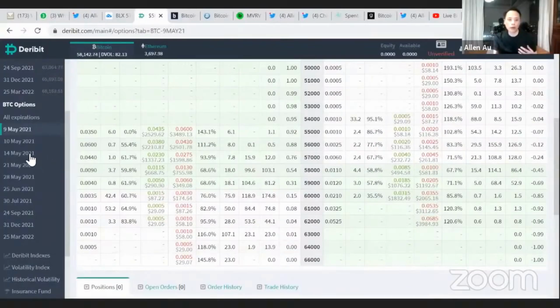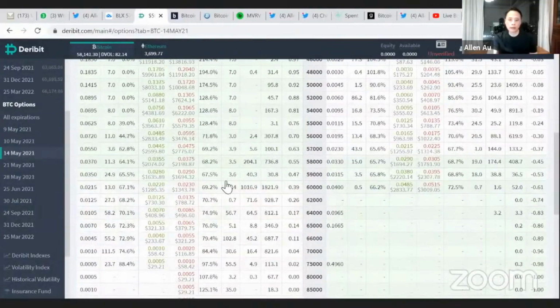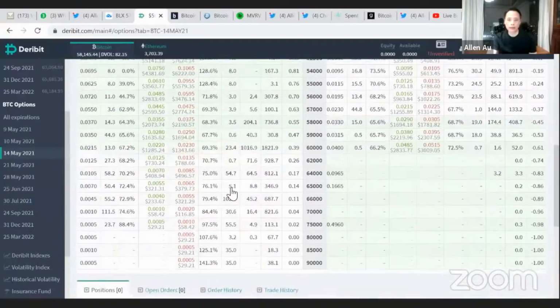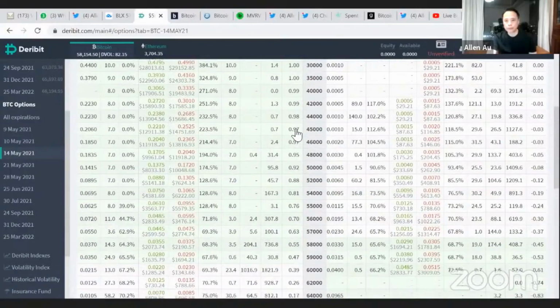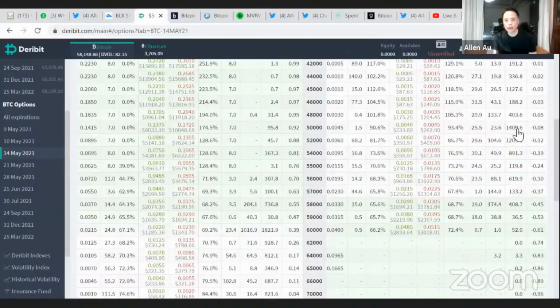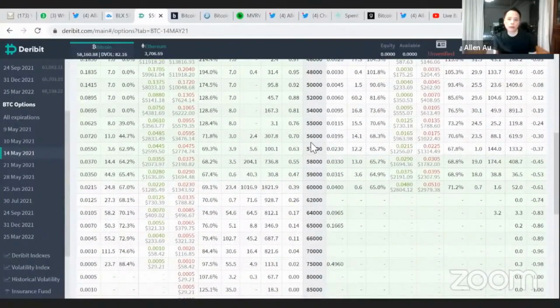Then I look at the May 14th one, which is the one expiring next Friday. You can see a lot more volume here, and at $60,000 there's 1,821.9 BTC worth of contracts outstanding. That's pretty high, so that's the major resistance point, $60,000. Looking at the puts, the major one is at $50,000, with 1,409.6 BTC. So those are the two points I want to focus on.